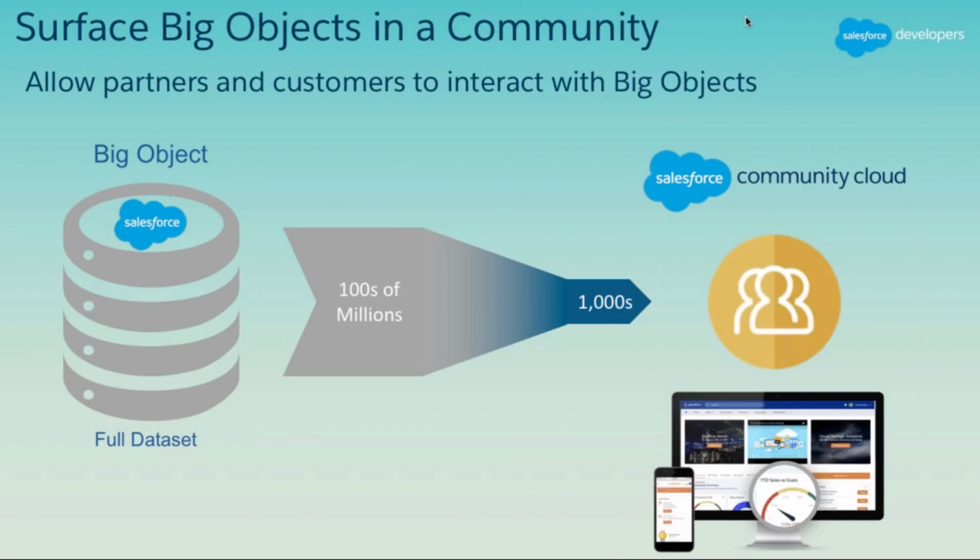Last but not least, for Community Cloud, you might have a lot of people that need to access certain subsets of the data. They don't necessarily need to have access to the full data set, but working on big objects and running async SOQL jobs to extract certain aggregates or filtered details from that big object data set into a separate component for, let's say, Community Cloud is a very exciting and new emerging use case that we're seeing.